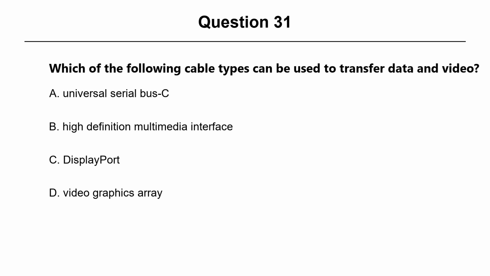Question 31. Which of the following cable types can be used to transfer data and video? Option A, Universal Serial Bus C. Option B, High Definition Multimedia Interface. Option C, DisplayPort.